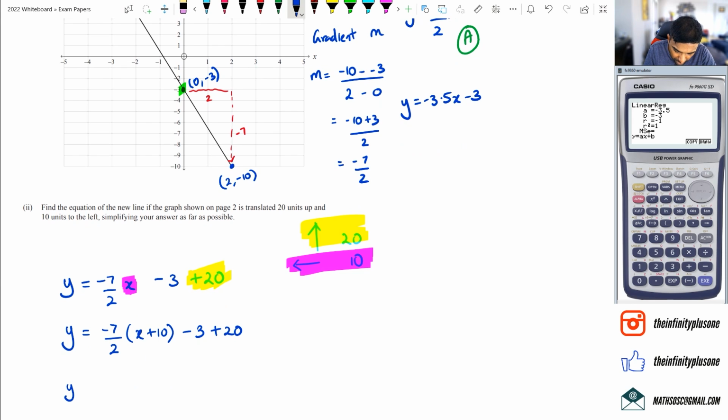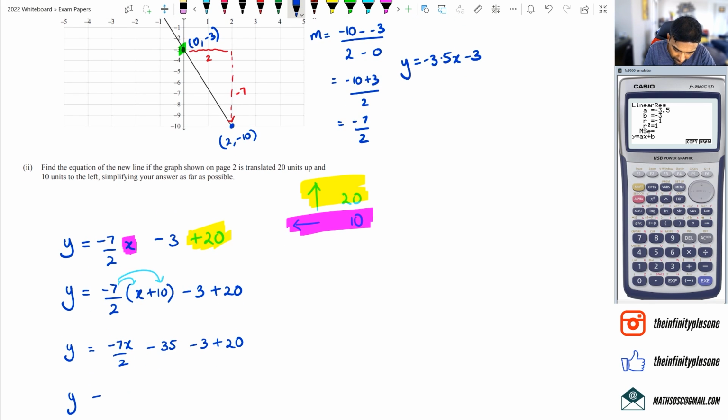What we're going to do is expand this. So we've got negative 7x over 2. All I'm doing is expanding the brackets here. And then I've got negative 7 over 2 times plus 10, which is going to give me minus 35, minus 3, plus 20. If I put that all together, I am going to get y equals negative 7 over 2x minus 18.